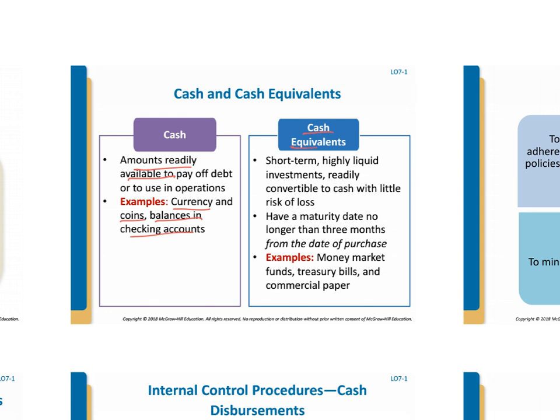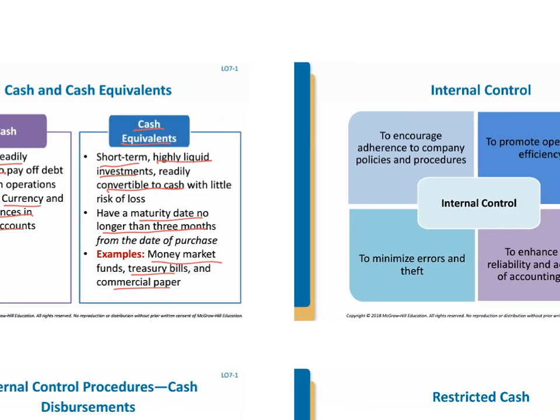Or cash equivalents, which are short-term, highly liquid investments that are convertible to cash with little risk of loss. These typically have a maturity date no longer than 3 months, and a company will define what it considers cash and cash equivalents within its notes to the financial statements. Examples include money market funds, treasury bills, and commercial paper.